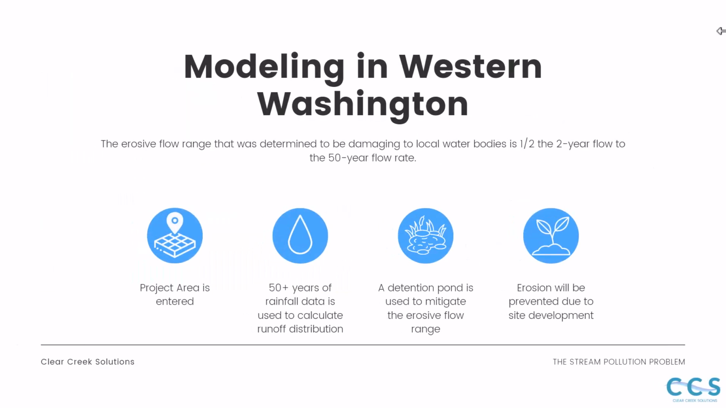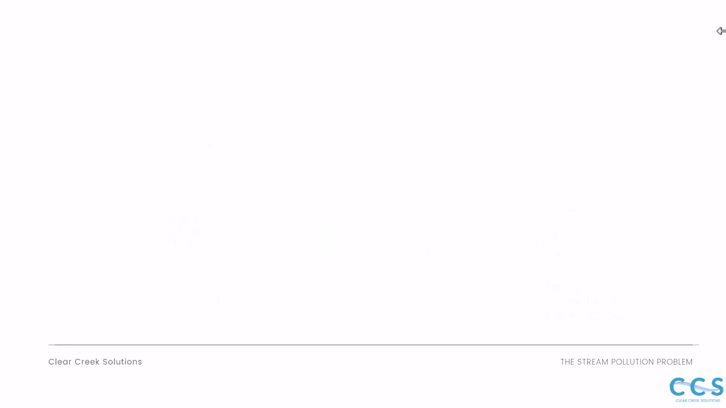So how do we do it in Western Washington? Well, the erosive flow range that was determined to be damaging to local water bodies in this region is half the 2-year flow to the 50-year flow rate. And for other jurisdictions that utilize continuous simulation, we've determined other various flow ranges. So for Western Washington, it's half the 2-year to the 50-year flow rate. So what is the process here? We enter the project area, we utilize our 50+ years of rainfall data, which is then used to calculate a runoff distribution. A detention pond or other mitigation method is used to mitigate that erosive flow range, and the erosion will be prevented due to the site development now because of that mitigation measure.